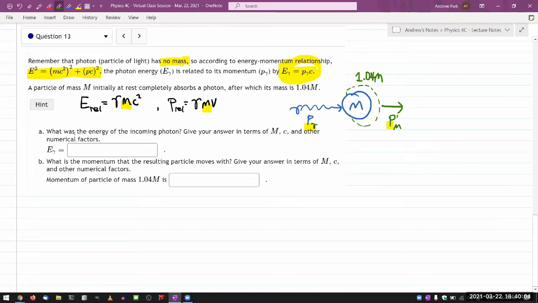So it's asking, what was the energy of the incoming photon? And this is why it's important to note: you can't simply say that the energy of the incoming photon was 0.04 mc squared, because that would ignore the kinetic energy that this particle must have. This is the rest energy of the new particle, so that should not be correct. We need to work this through properly and in full, and then we will work out the answers to these questions: the energy of the incoming photon and the momentum of the resulting particle that's moving.